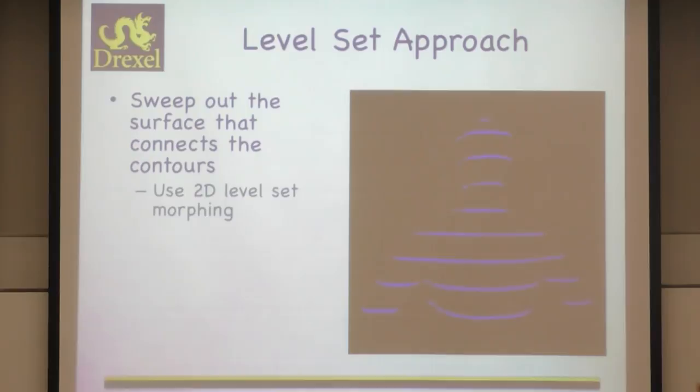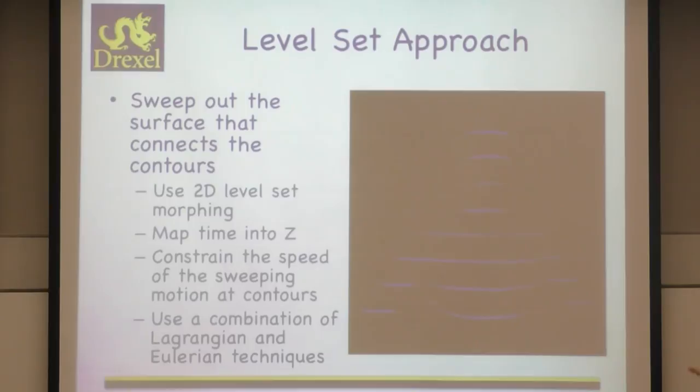And so the computation was done completely in 2D. We have this deforming curve changing over time, and we said, well, let's just map time into z, right? So you're just thinking you've got this morphing curve, and it's changing over time, and we map time into z, and it sweeps out the surface.